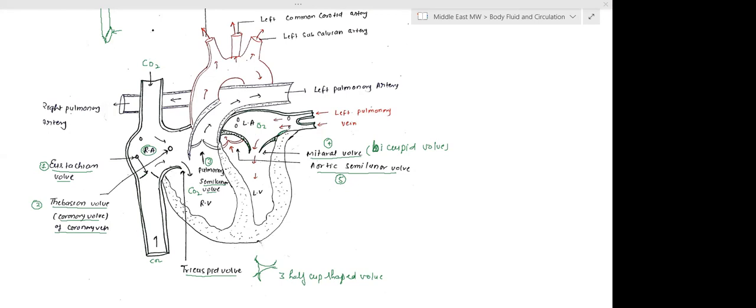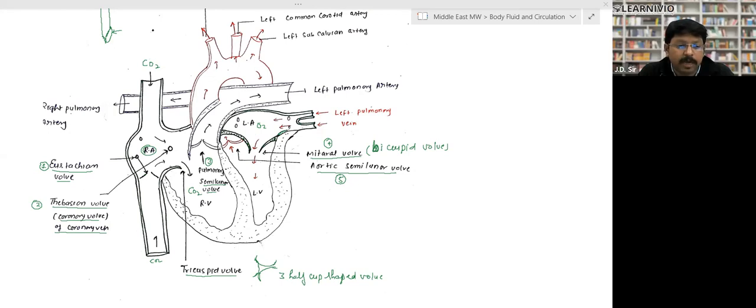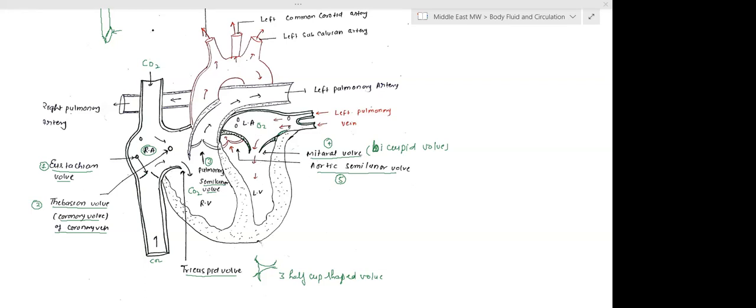So after the left ventricle, blood goes to the aorta, and backflow is prevented by the aortic semilunar valve. Tell me, is there any confusion in these valves or the circulatory pathway? Is it clear or not? Tell me, guys. Is it clear to you?